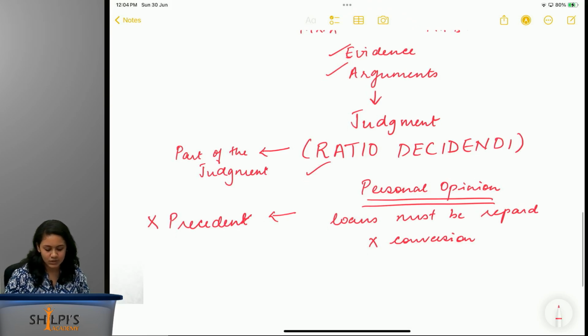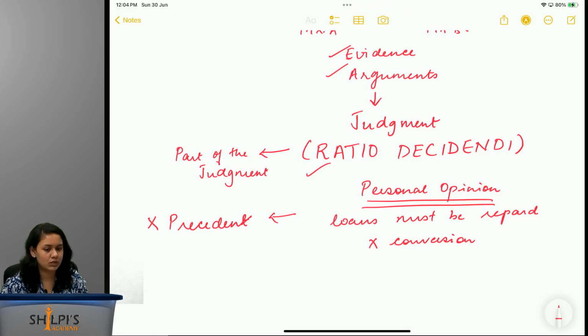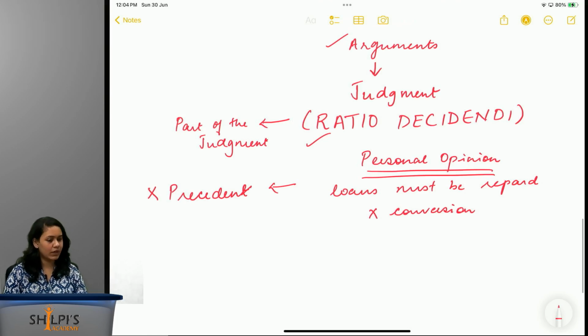Okay guys, I'll stop here. After lunch, I'll give you some more examples with these concepts, and we'll look into the types of precedents and continue. Before we stop, any questions so far?